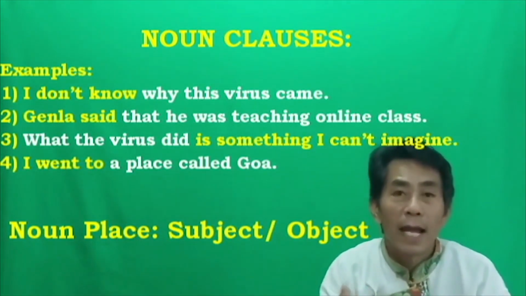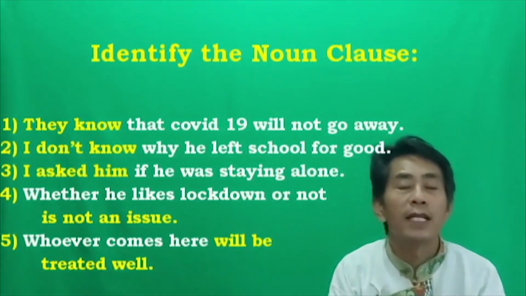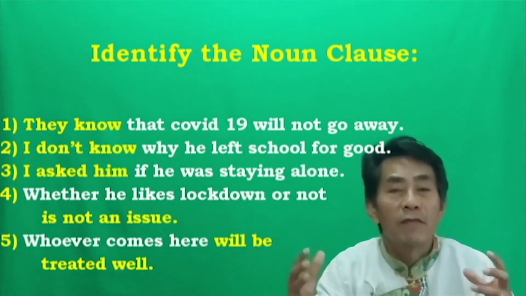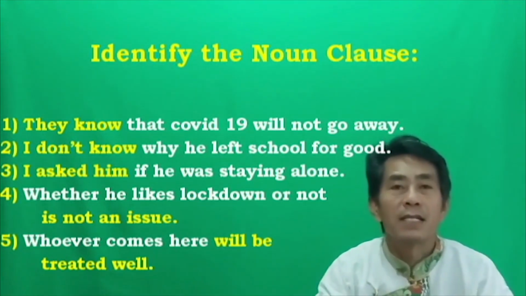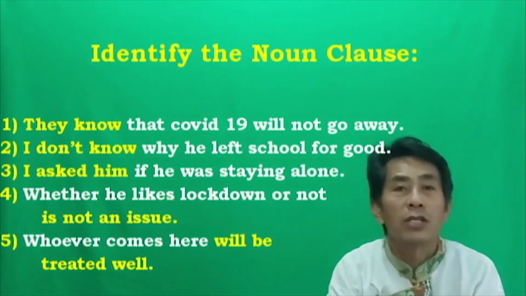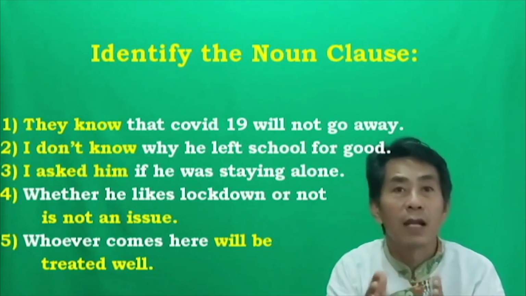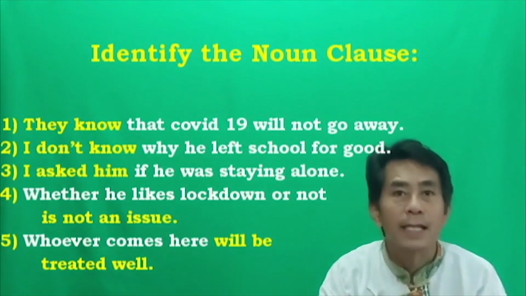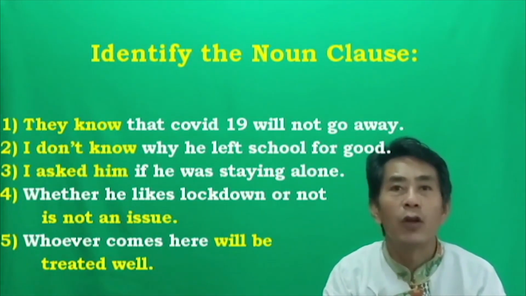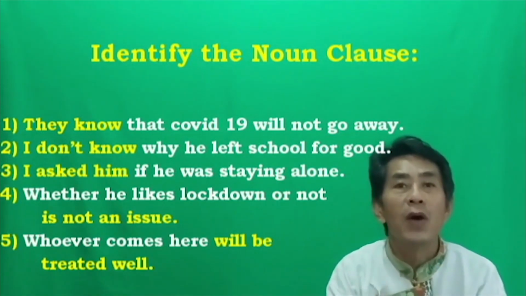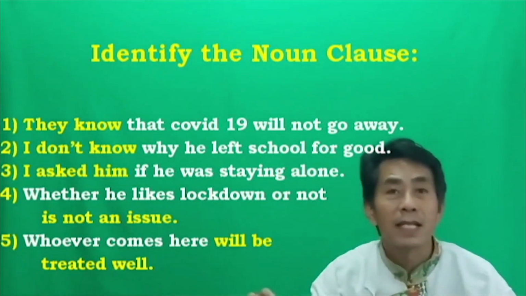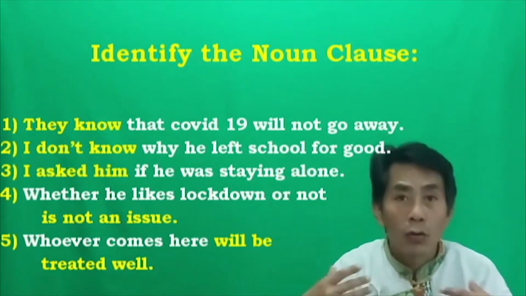So there's a small exercise for you. I want you to identify the noun clause. Which one is the noun clause? In one complete sentence, I mean a compound sentence, you will always find some clauses. Now you have to identify the noun clause. The first one: "They know that COVID-19 will not go away." Now this is a complete sentence.